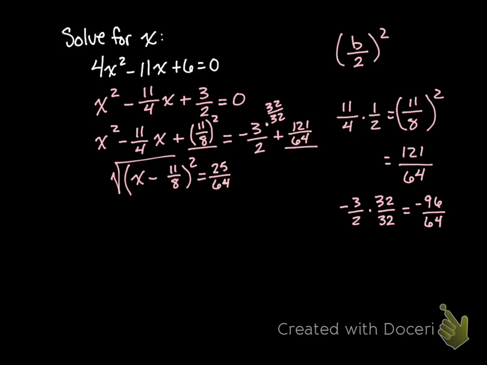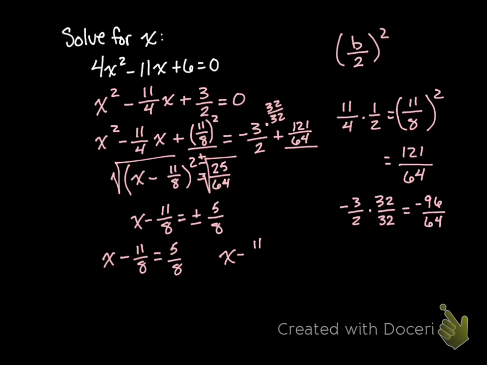Now we take the square root of both sides here. Don't forget your plus or minus on the right side. So x minus 11/8 equals the square root of 25 over 64, which is plus or minus 5/8. That's convenient because now when we add this 11/8 over in these steps, it should give us a nice answer. So x minus 11/8 equals 5/8, and x minus 11/8 equals negative 5/8.